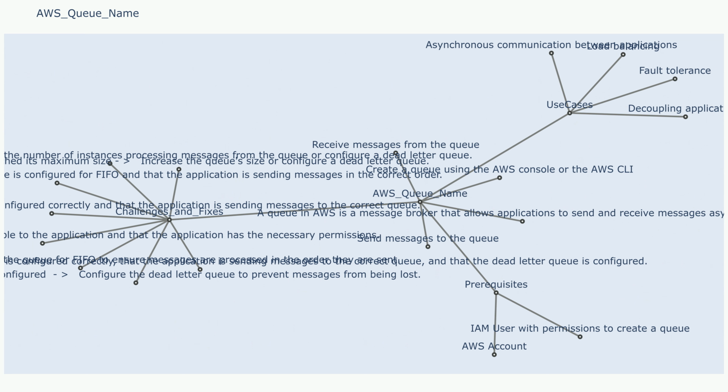Challenge: messages are being lost. Fixes: verify that the queue is configured correctly, that the application is sending messages to the correct queue, and that the dead letter queue is configured. Challenge: messages are being processed slowly. Fixes: increase the number of instances processing messages from the queue or configure a dead letter queue. In detailed explanation.